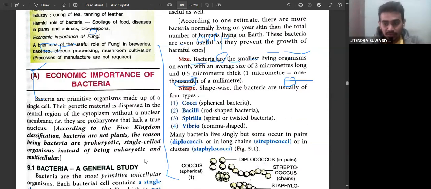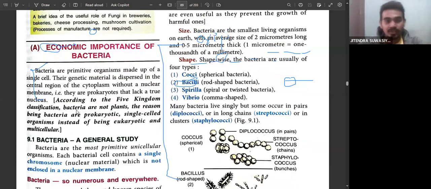We have the five kingdom classification, right? There was one scientist, R.H. Whittaker, in 1959. He classified all the living world into five kingdoms. Okay, so they are bacteria, fungi, plantae, animalia, and the protista.